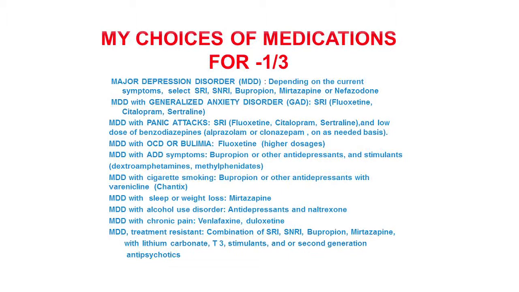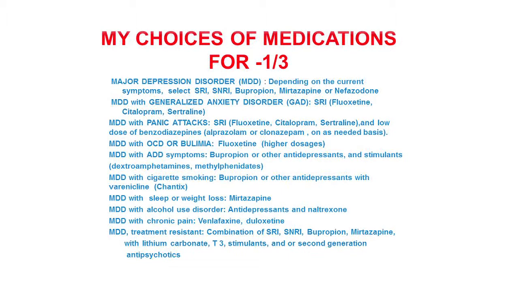Likewise, major depressive disorder with generalized anxiety disorder, I would select a serotonin reuptake inhibitor such as fluoxetine, citalopram, and sertraline. And again, my first choice is always fluoxetine, because it has a longer half-life. It is useful for so many other conditions such as obsessiveness, PMS, and also bulimia. Further, if the patient has a panic disorder along with the depression, I select the serotonin reuptake inhibitors and also give a low dose of benzodiazepines such as alprazolam or clonazepam on an as-needed basis.